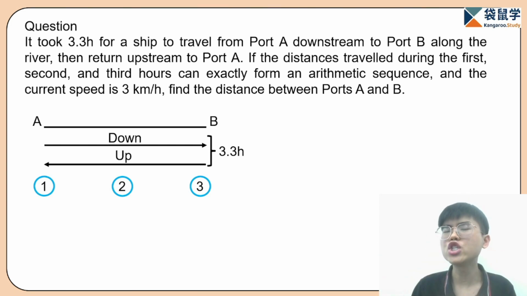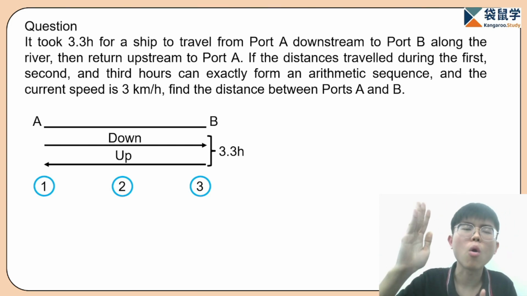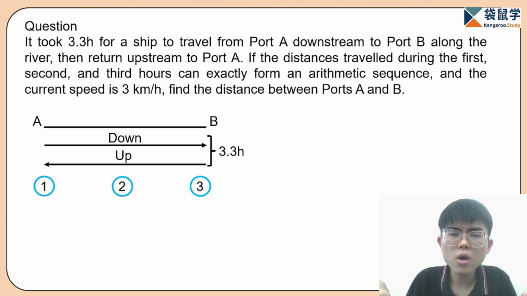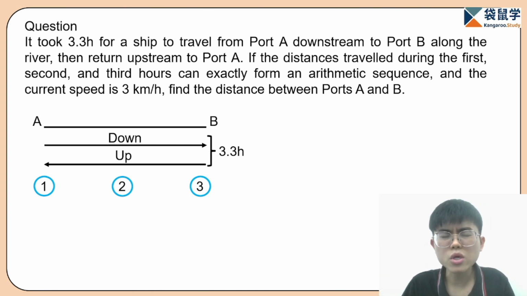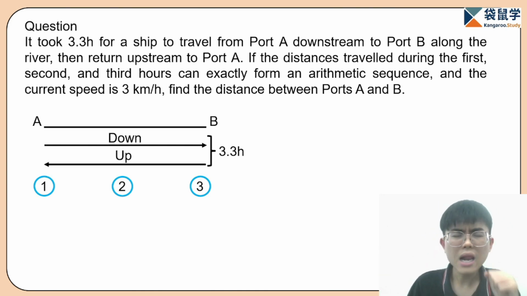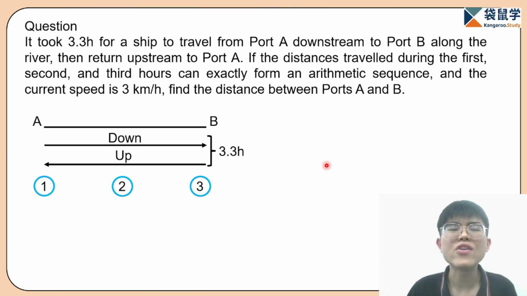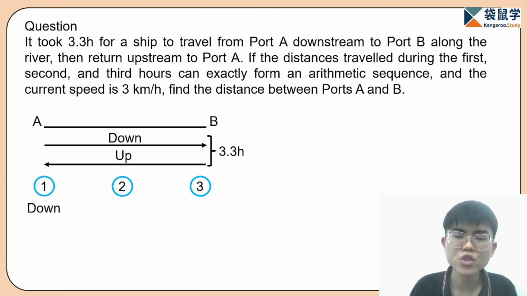But we know that the ship will go downstream and it will go upstream. So how do we know that in each of these hours, the ship will go up or go down? Let's look at the first hour. What do you think, will the ship go upstream or downstream? What is the possible situation here? Everyone, you can see that the ship will go from A to B, going downstream at first, right? So definitely it should start going downstream.